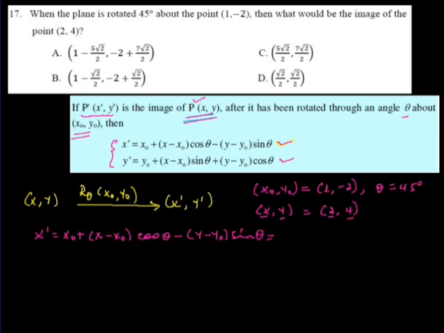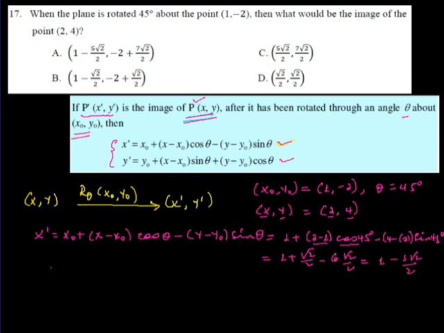So this means x naught is 1 plus x is 2 minus 1 times cosine of 45 degrees, minus y is 4 and y naught is minus 2, so 4 minus of minus 2 times sine 45 degrees. So this becomes 1 plus 1 times root 2 over 2 minus 6 root 2 over 2. The result becomes 1 minus 5 root 2 over 2. So x prime becomes 1 minus 5 root 2 over 2.